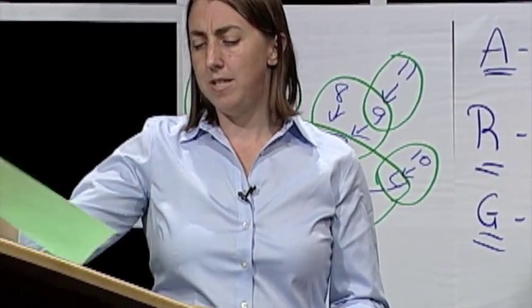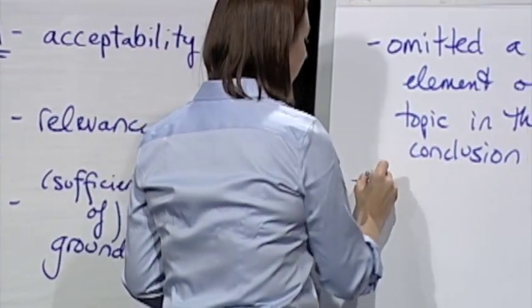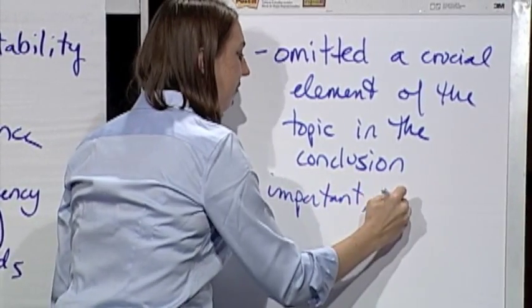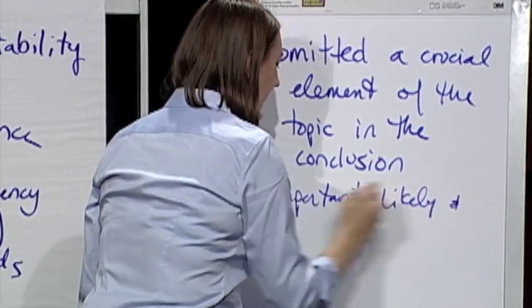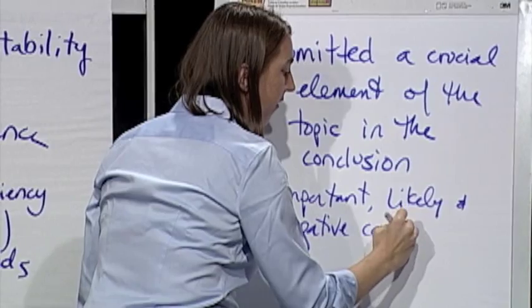Another way in which premises can fail in terms of sufficiency: they can fail to take into account important, likely, and negative consequences of the conclusion.